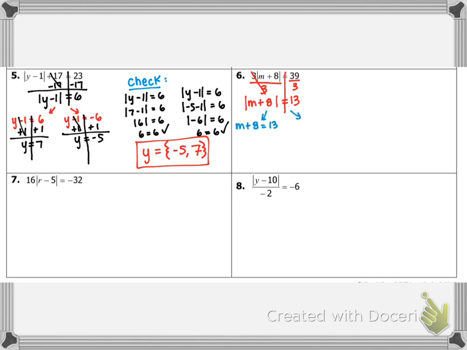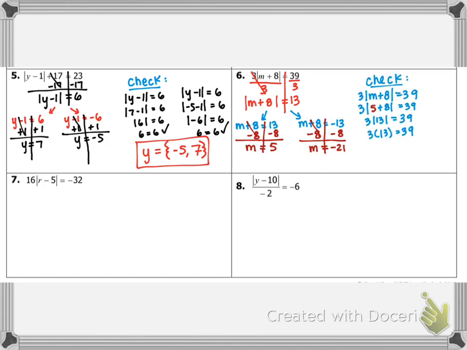So m plus 8 equals 13, and m plus 8 equals negative 13, and then solve for m. So minus 8 from both sides, and then the other one minus 8 from both sides. Okay, so our two answers are 5 and negative 21.